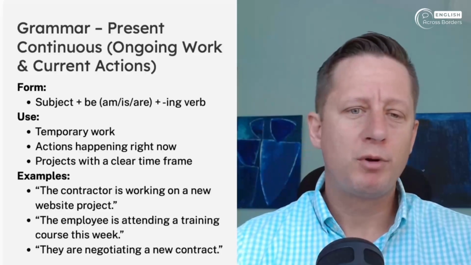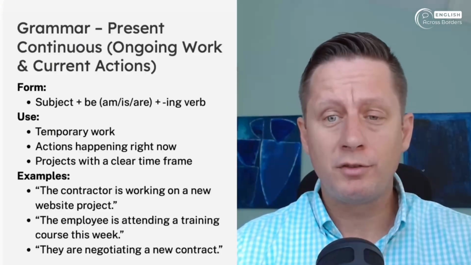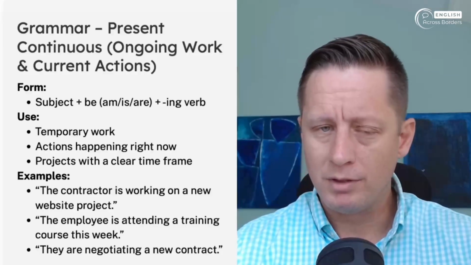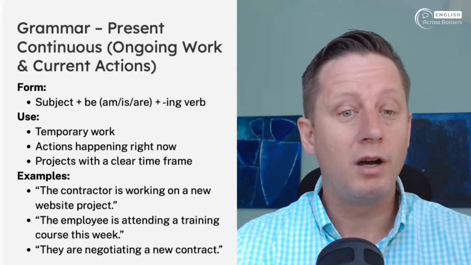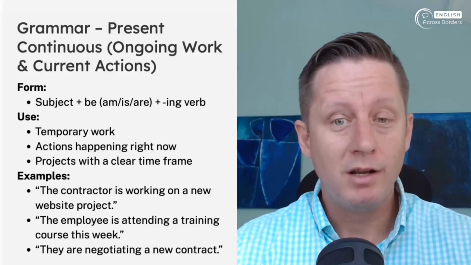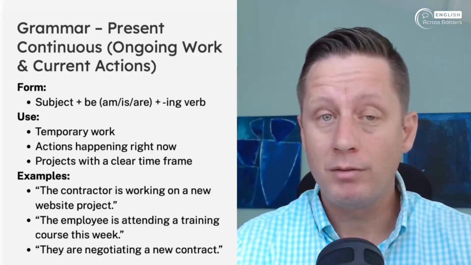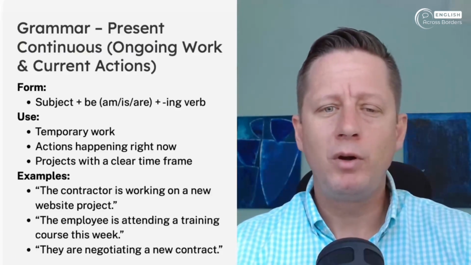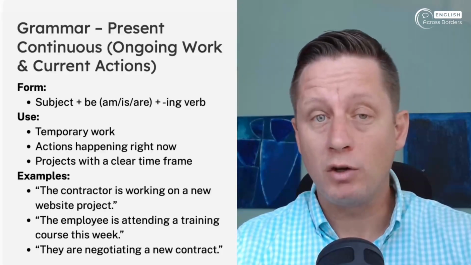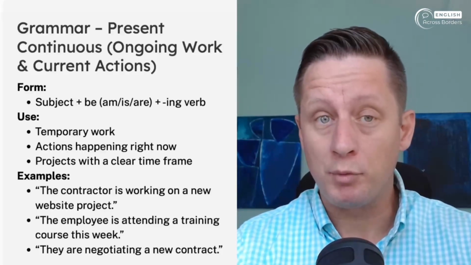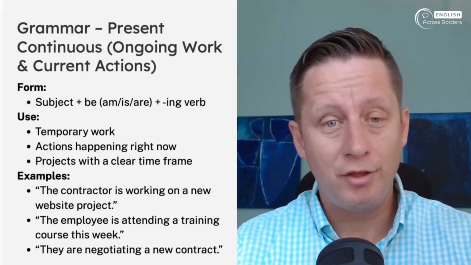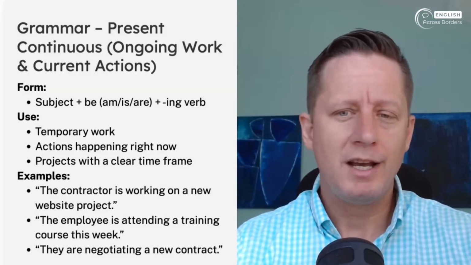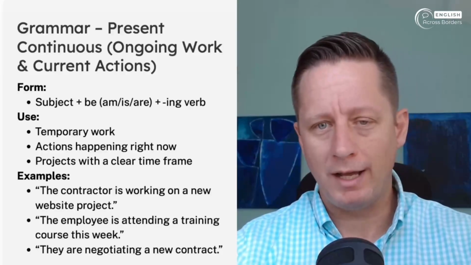The present continuous is used to describe ongoing or temporary actions. For example, the contractor is working on a new website project. The work is happening now, but it will finish soon. Example 2. The employee is attending a training course this week, a temporary situation. And the third, they are negotiating a new contract, an action happening right now.